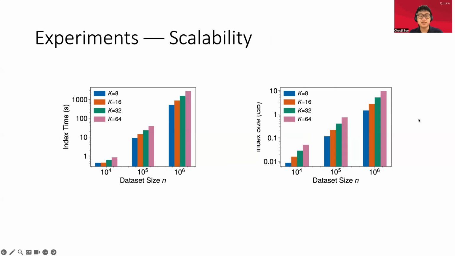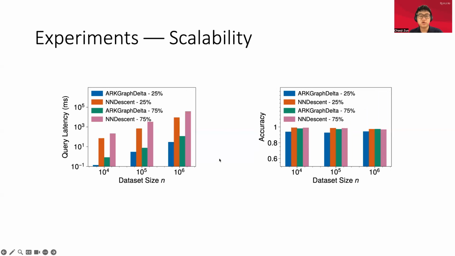Here is the scalability experiment, where we change the dataset size and compare the index time and index size. We can see that our methods grow linearly with the increase of the dataset size, so it has great scalability. Also, we evaluate the query performance by changing the dataset size. You can see that even with an increased dataset size, we can still answer the range query very efficiently, and we also have a very high recall.